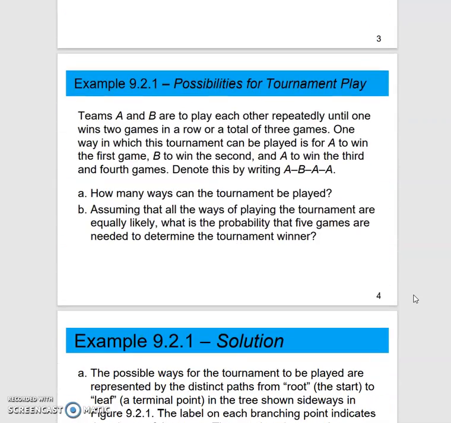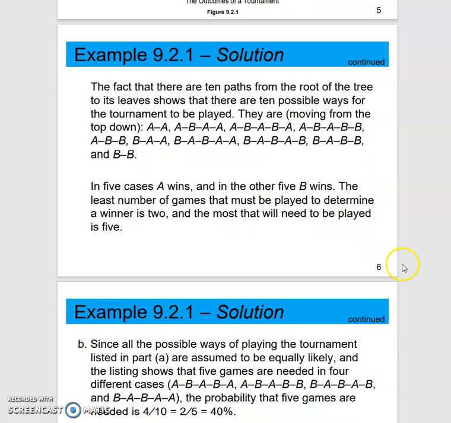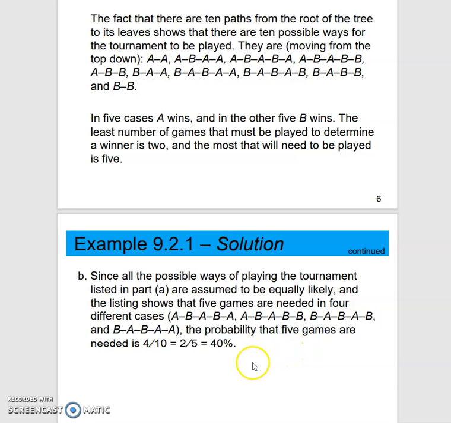All right, so we've seen that tree, we've seen that list, and so we're going to assume that all of those are equally likely. So then what is the probability that 5 games are needed to determine the tournament winner? So I've got my list here of how many games, and then I can count how many there are total, and if you count that list, we do have 10. So then how many of them require 5 games? Well, those are the 4 that are listed. So I get 4 out of 10, which is 40%. As we can see, the actual computation at this point is pretty easy. The hard part is actually getting all of my possible events and then my possible sample space.